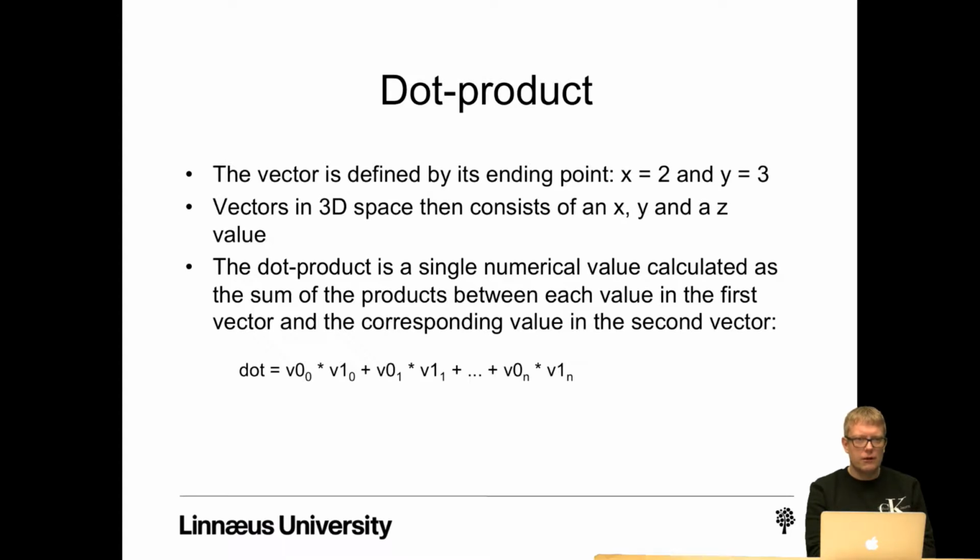The dot product is a single numerical value calculated as the sum of the products between each value in the first vector and the corresponding value in the second vector. So we take the first attribute of vector 0 multiplied by the first attribute of vector 1, plus the second attribute of vector 0 multiplied by the second attribute of vector 1, and then we continue to iterate over all attributes, and we get the dot product, a single numerical value.